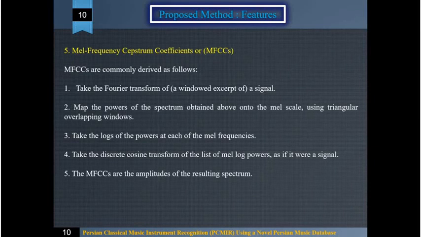MFCC is commonly derived as follows. The steps are as follows. Take the Fourier transform of a signal. Map the powers of the spectrum obtained above onto the Mel scale using triangular overlapping windows. Take the log of the power at each of the Mel frequencies. Take the discrete cosine transform of the list of Mel log powers as if it were a signal. The MFCCs are the amplitudes of the resulting spectrum.